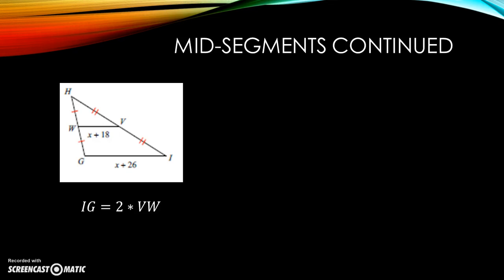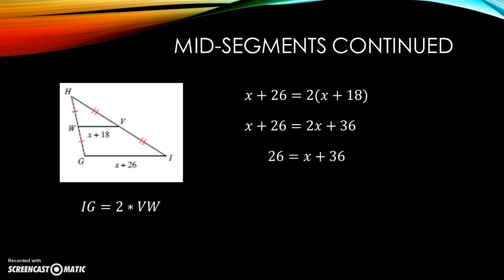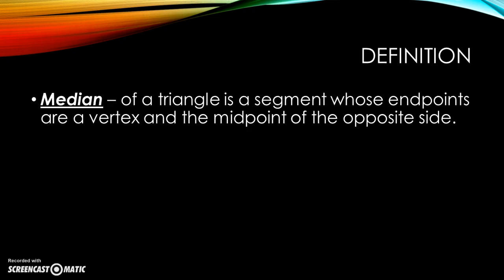So 2 times x plus 18 equals x plus 26. So we get 2x plus 36. Subtract x from both sides, we get x. Subtract 26, or subtract 36, and you get negative 10. So x equals negative 10 here.